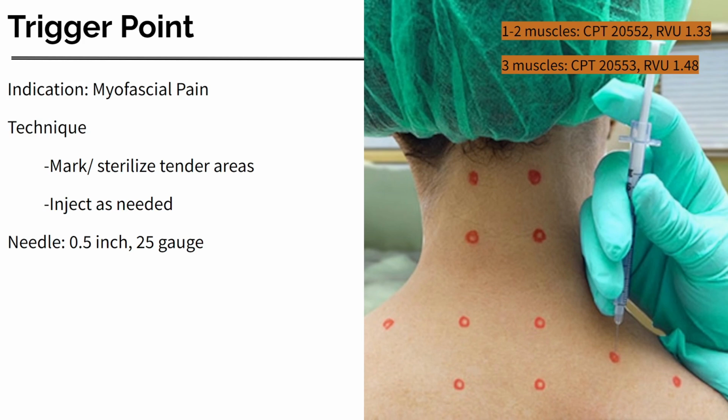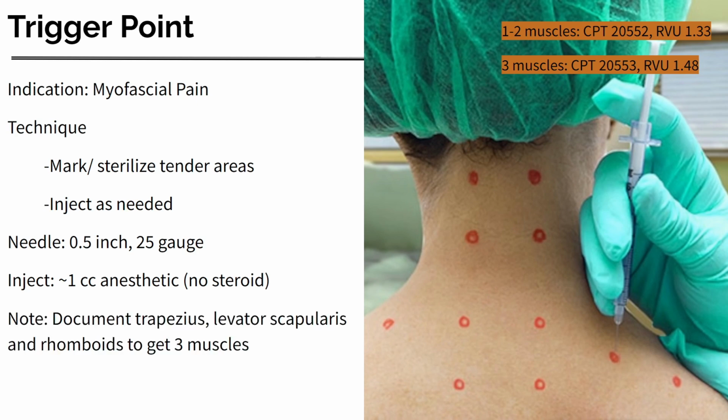I usually use a 1/2-inch 25-gauge needle, and I put about 1 cc of anesthetic in each myofascial trigger point. And you can inject really as many as you want as long as you stay under the toxic dose of lidocaine or whatever injectate you're using. And then make sure to document the trapezius, levator scapulae, and rhomboids to get 3 muscle groups for billing.